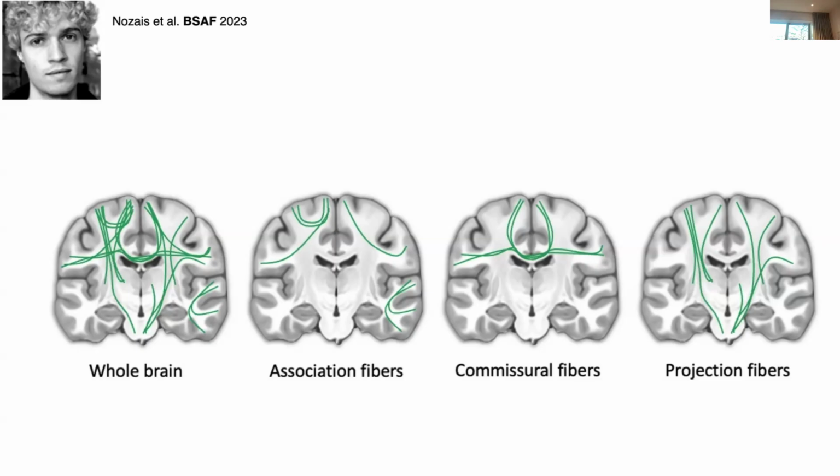So we thought maybe we can clarify the result a little bit by disentangling the connectivity and creating different sets of priors: association fibers that are connecting different cortical regions within the same hemisphere, commissural fibers that are connecting the two hemispheres, of course, and projection fibers that connect the structure with the surface. Exactly.